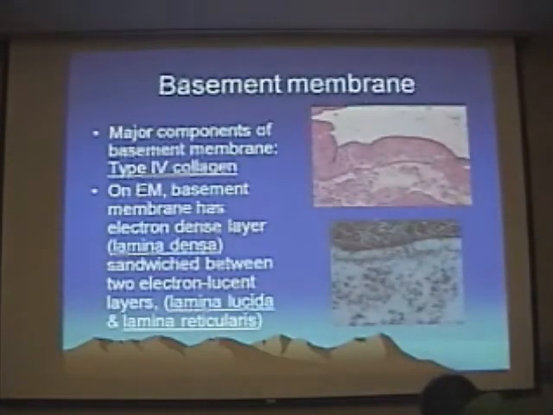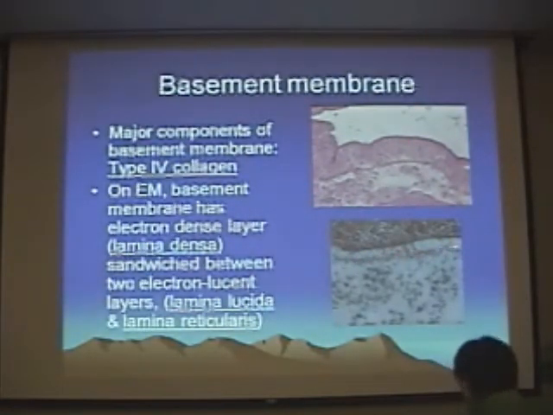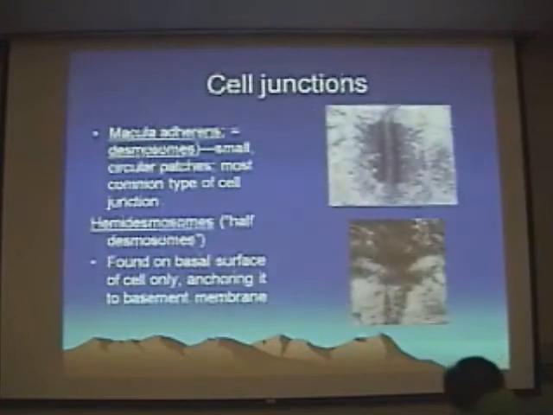So we get to epithelia. Remember, epithelia is supported by a basal membrane of type 4 collagen. On EM, it's got various layers that you can see. There's a lamina lucida, then there's a lamina densa, and then a lamina reticularis, which fades into the surrounding environment.